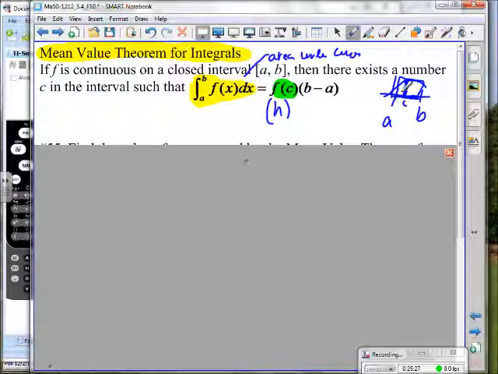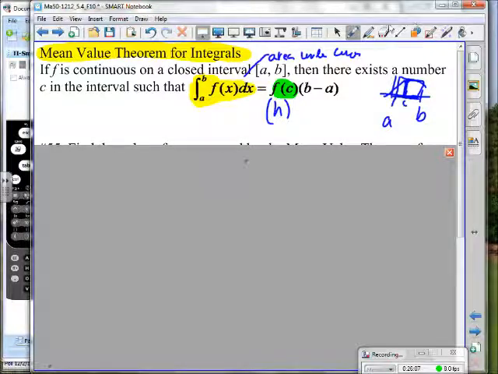Do you get what this is saying? There's a point in that interval where if you build a rectangle based on the height at that point, now that value C could be way over here by B, or it could be way over here by A, we don't know where it is. But there's a point between A and B that if you build a rectangle based on that height, using the entire interval, you get the same area as what? The area just under the curve.